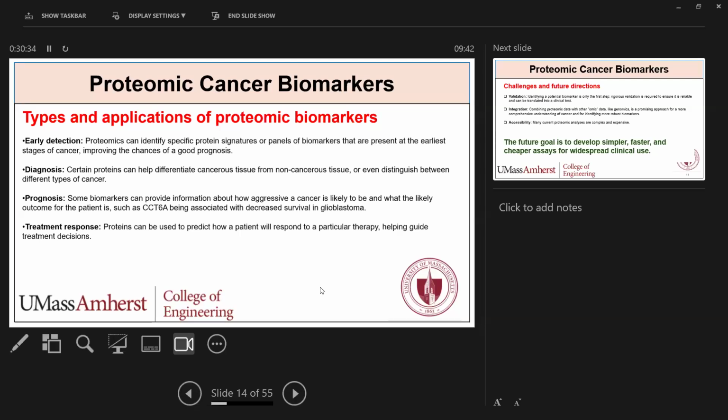Even after the cancer is removed, there is a chance of it coming back, right? So there is a chance of recurrence. During that time also we can use these proteomic biomarkers.